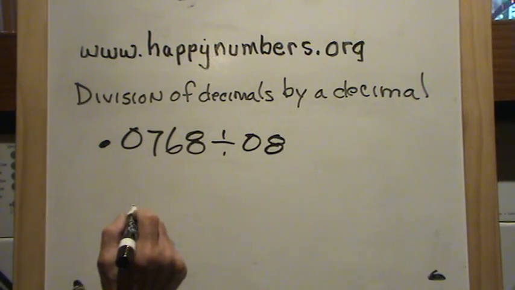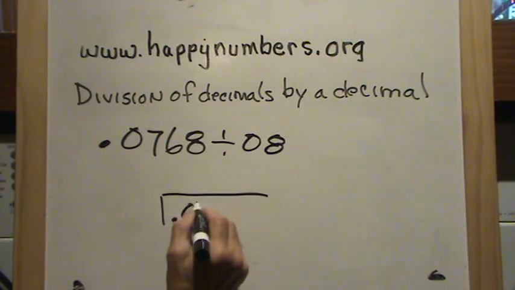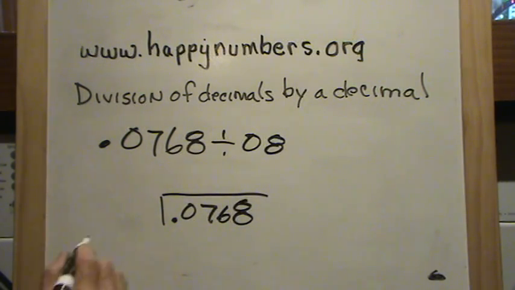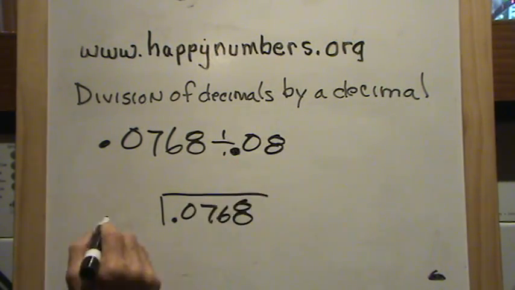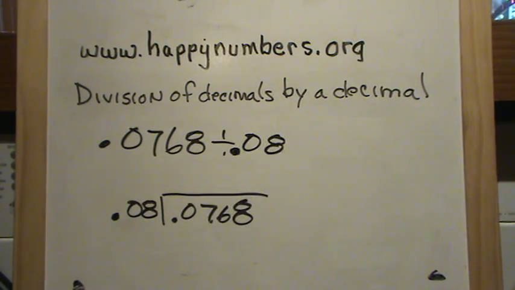All right, let's see how you did. Let's set it up. 768 10,000ths. Oh, my bad. Divided by 8/10. I hope that didn't mess you up. But if it did, then just follow along here, and I apologize for that.